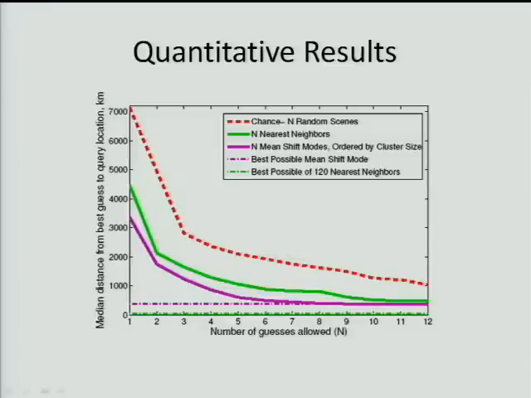Here's just real quick another quantitative result where we can say, well, how does performance change if we allow the algorithm to make multiple guesses? And here we can see that the clustering really helps. This is the purple line. After, say, 6 guesses, the median error among the best of those guesses is within 500 kilometers. So if you give it a lot of guesses, then one of them is bound to be right. And again, we're doing a lot better than chance.